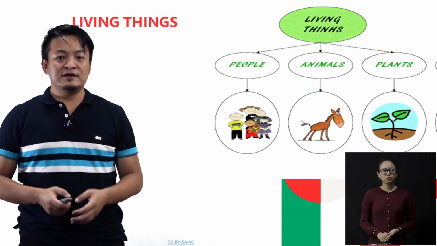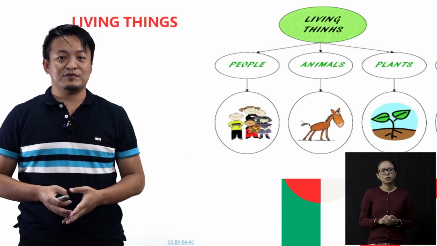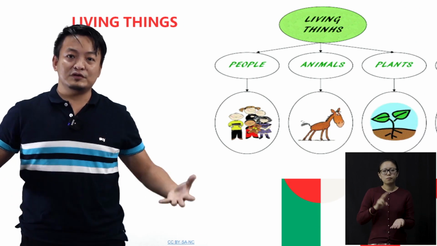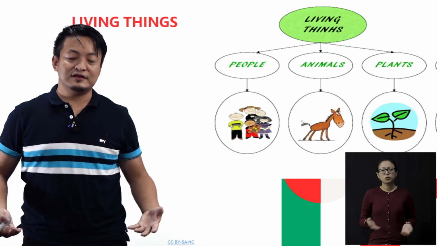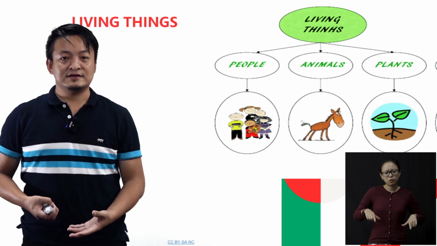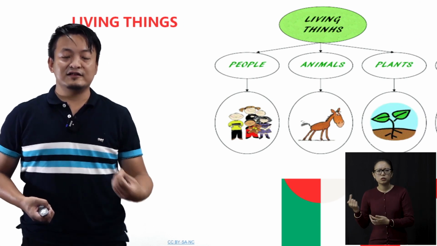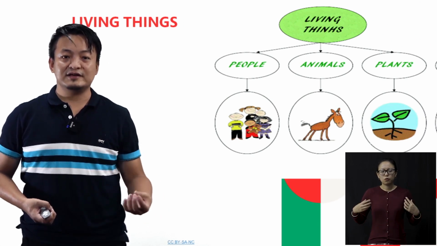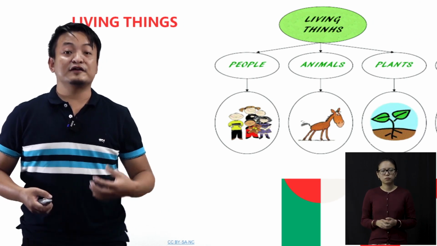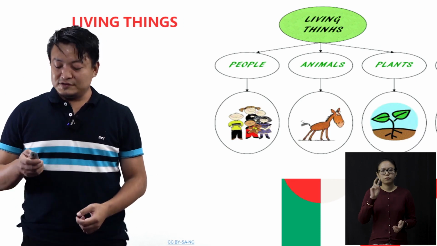So students, first let's discuss about living things. Living things can be we human beings, people, okay? Living things can be animals or plants, okay? Living things are living, they eat, they can move around, and they grow.